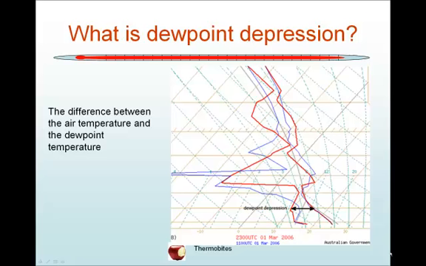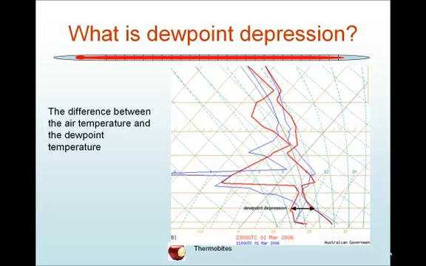Dewpoint depression. So what is the dewpoint depression? It's simply the difference between the air temperature and the dewpoint temperature. So if you like, on an aerological diagram as shown on the right, it's the distance between the two lines.